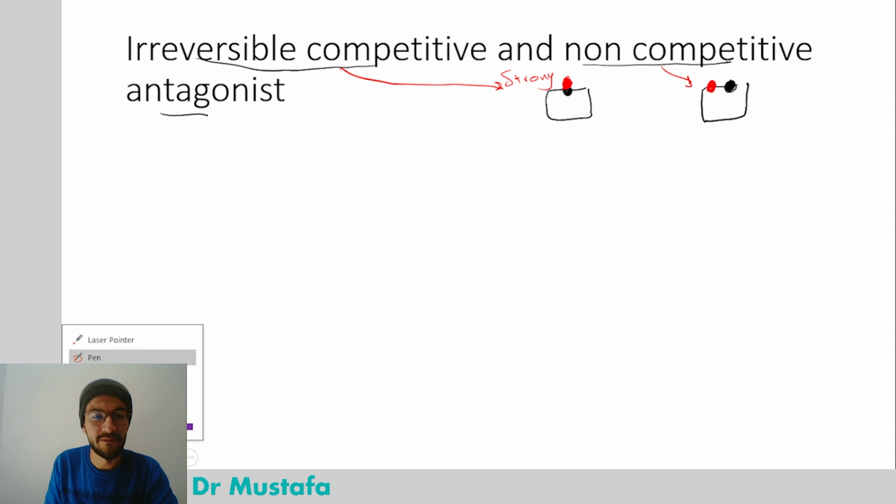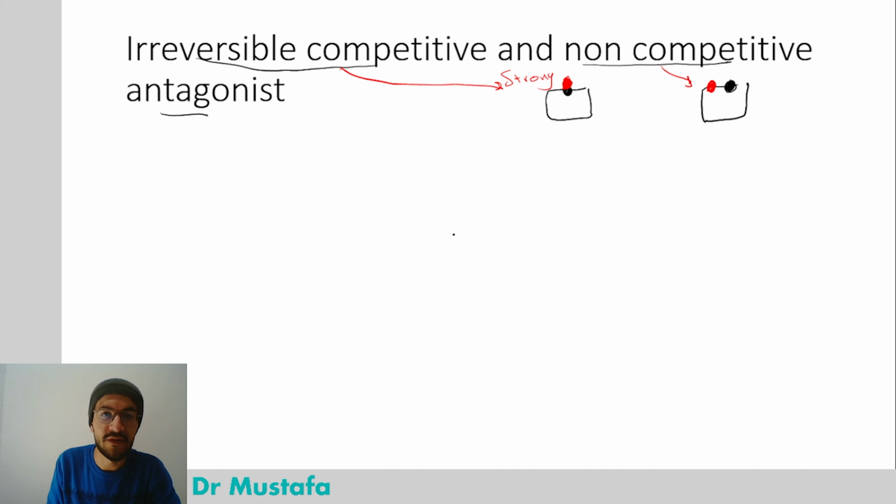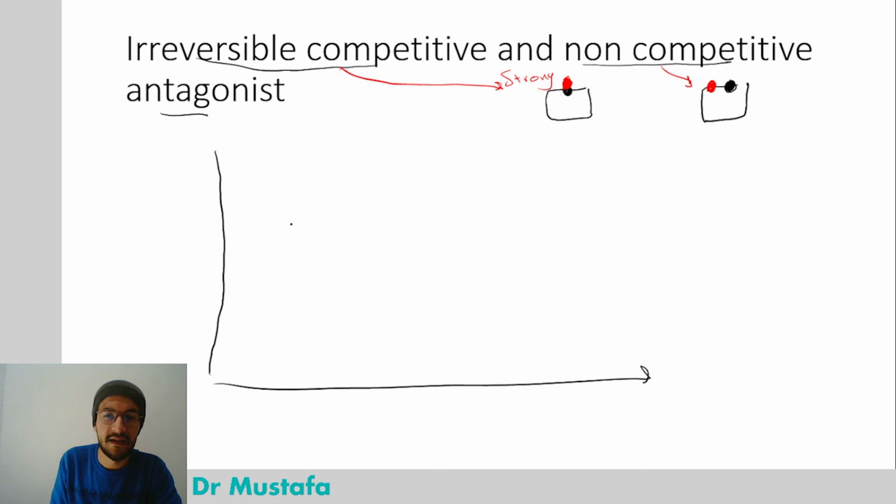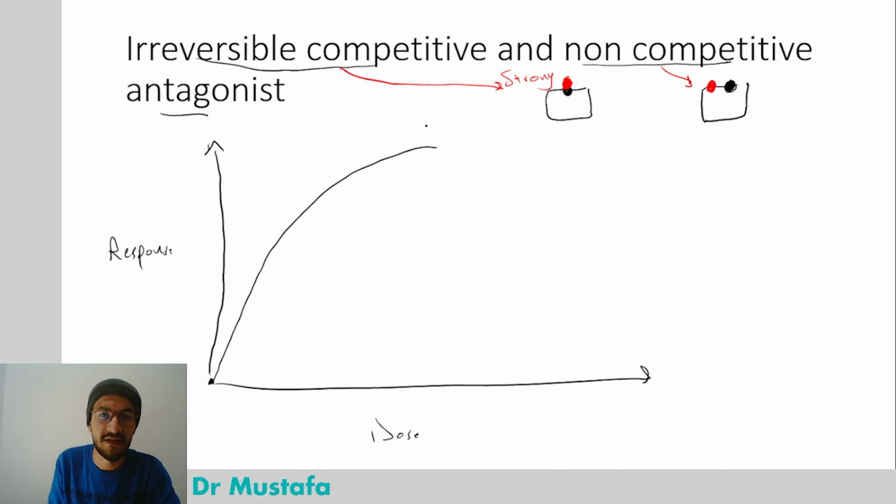Now let's explain both of them on the dose response curve. So here we have the dose response curve. Here we have the vertical axis, which is for the response, and we have the horizontal axis for the dose. And first let's draw the curve for the agonist alone. The agonist alone starts with zero dose, and it would increase until we reach max effect, which is the Emax at 100 effect.